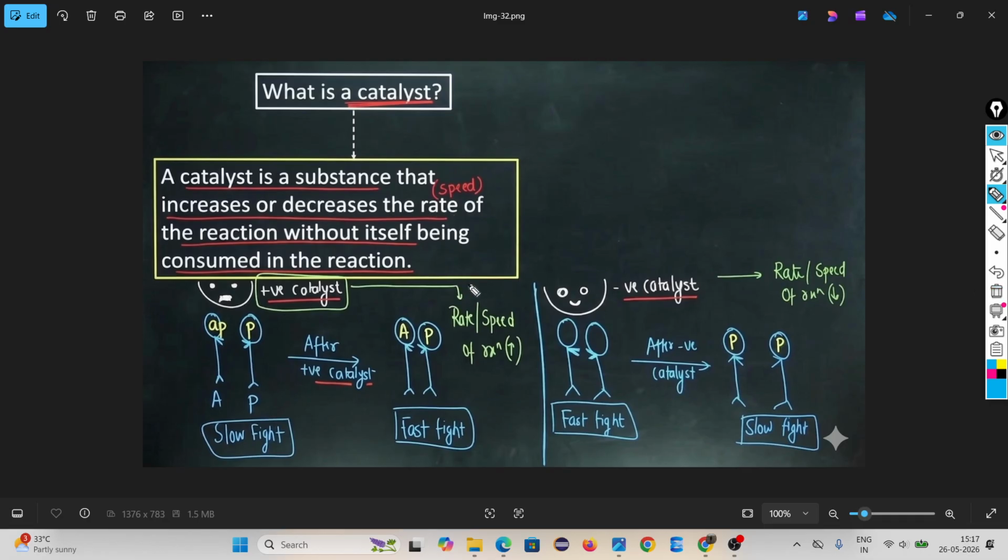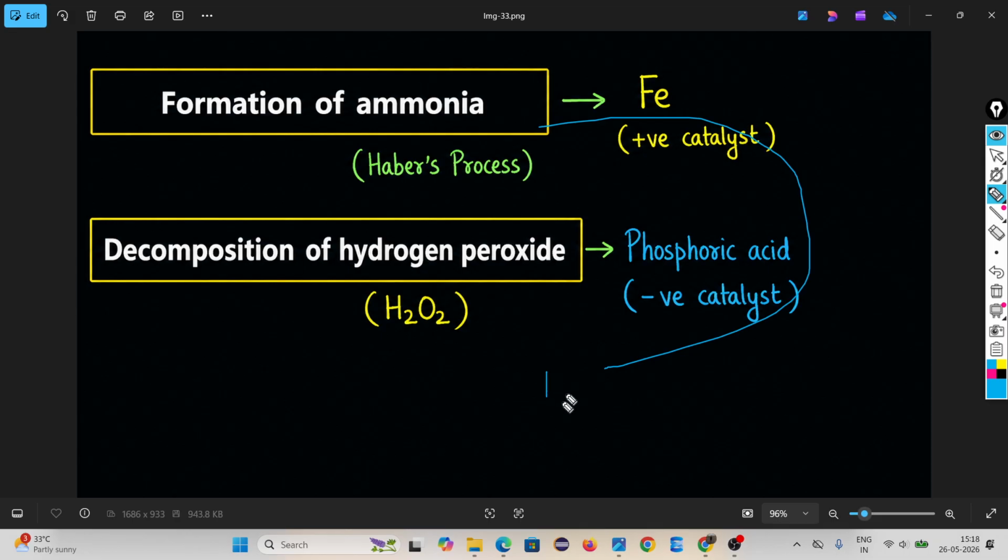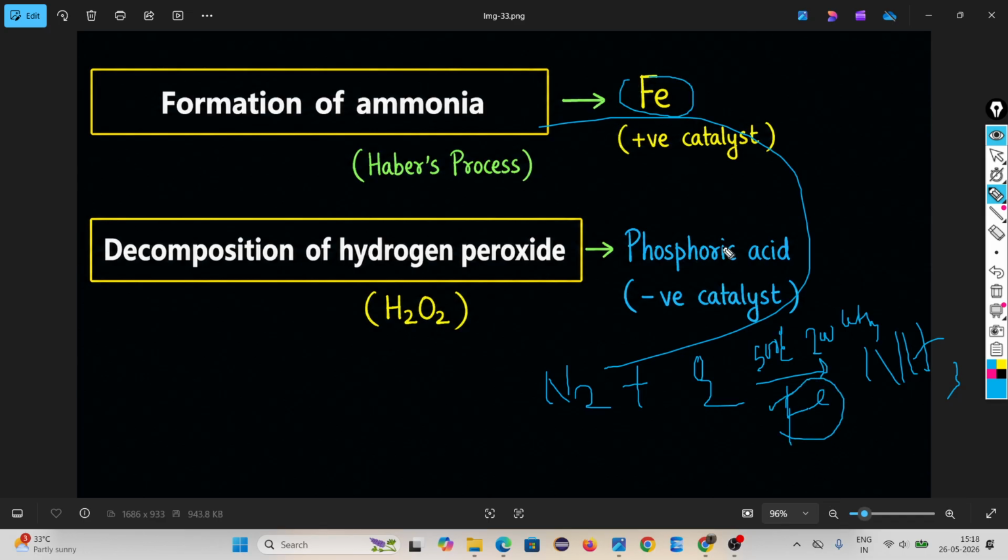Okay, increases or decreases also. Positive catalysts increase, negative catalysts decrease the rate of the reaction. Okay. Then some examples of a positive and a negative catalyst. Look, formation of ammonia. A few seconds ago we understood it. Nitrogen reacts with hydrogen in the presence of 500 degrees Celsius and 200 atmospheric pressure in the presence of Fe to form ammonia. So here this iron is acting like a positive catalyst. It means it increases the speed or rate of the reaction.